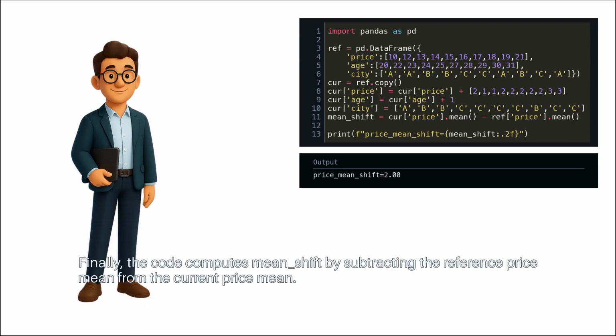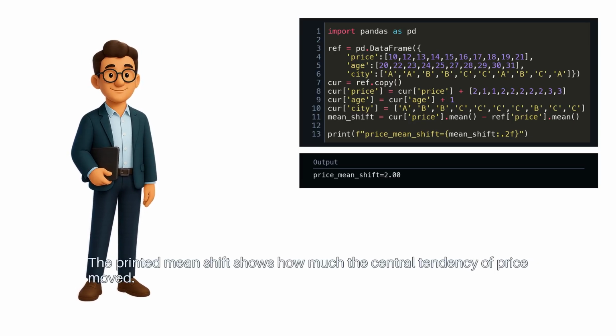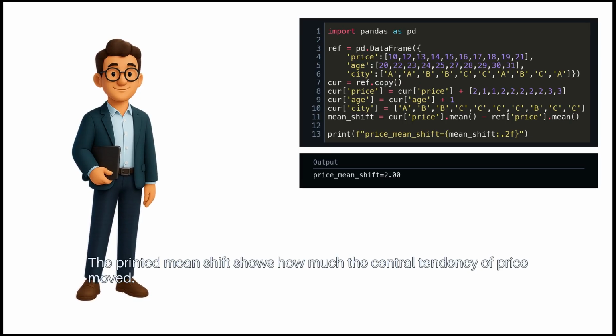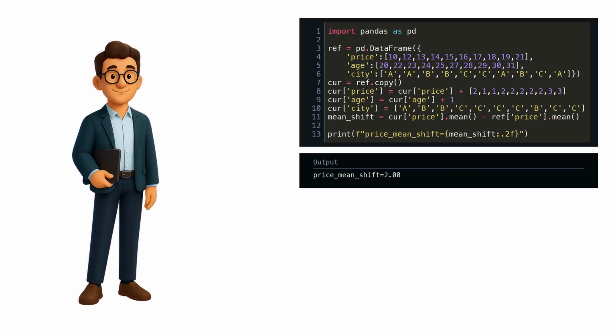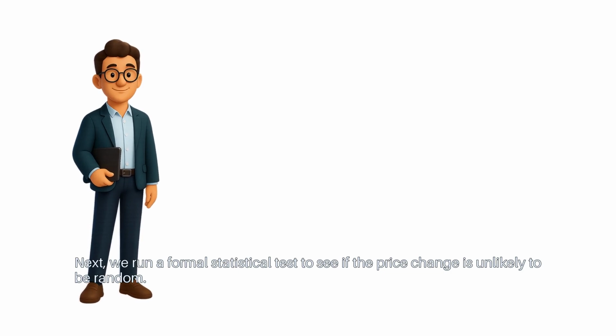Finally, the code computes mean shift by subtracting the reference price mean from the current price mean. The printed mean shift shows how much the central tendency of price moved. Next, we run a formal statistical test to see if the price change is unlikely to be random.